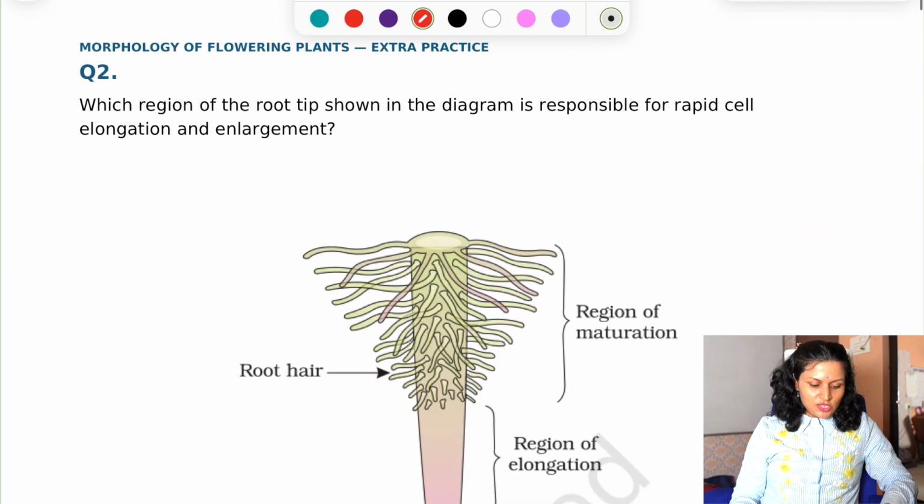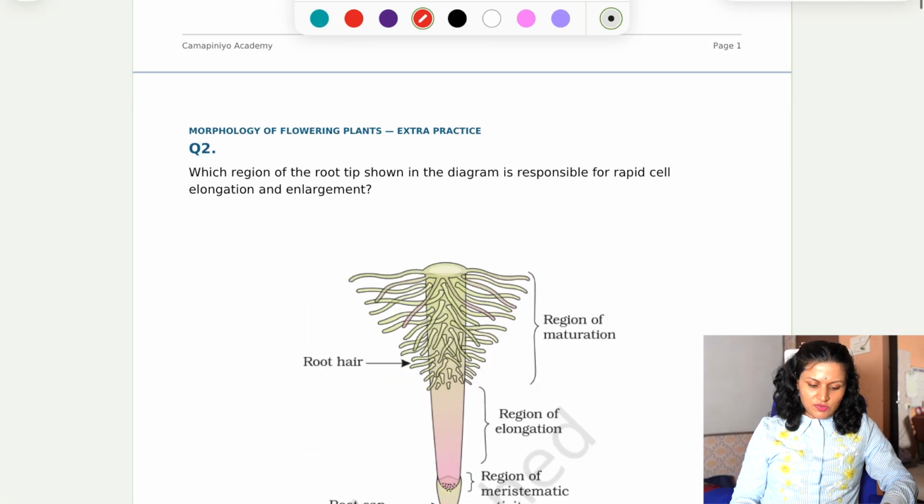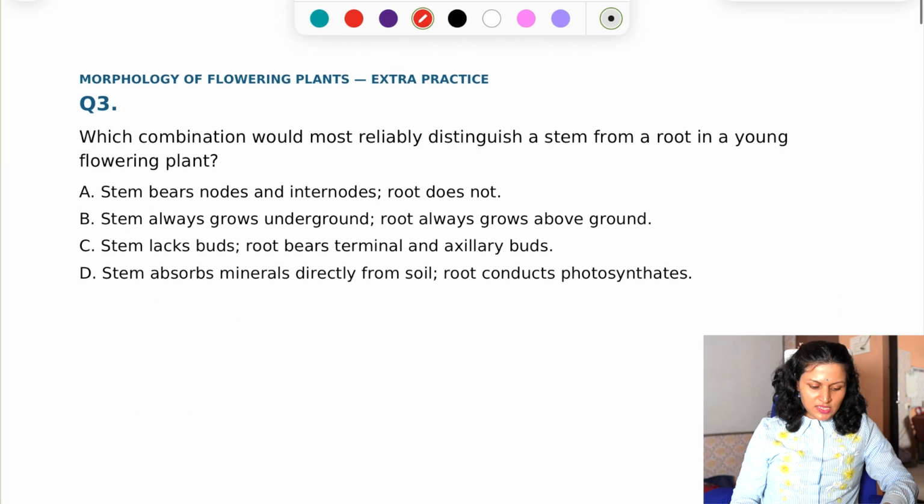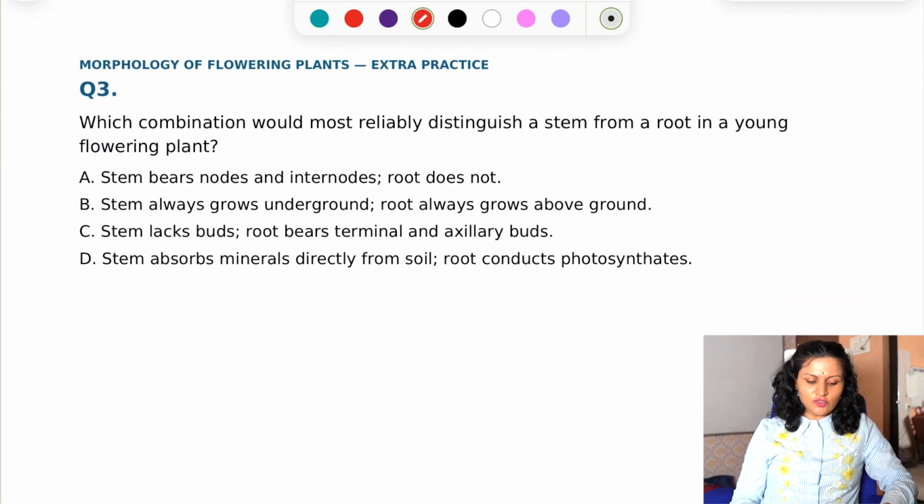Next, question number 2. Which region of the root tip in the diagram is responsible for rapid cell elongation and enlargement? That will be the region of elongation. The correct answer for question 2 will be C. Next, question number 3. Which combination would most reliably distinguish a stem from a root in a young flowering plant? Stem bears nodes and internodes. Root does not. This is correct.